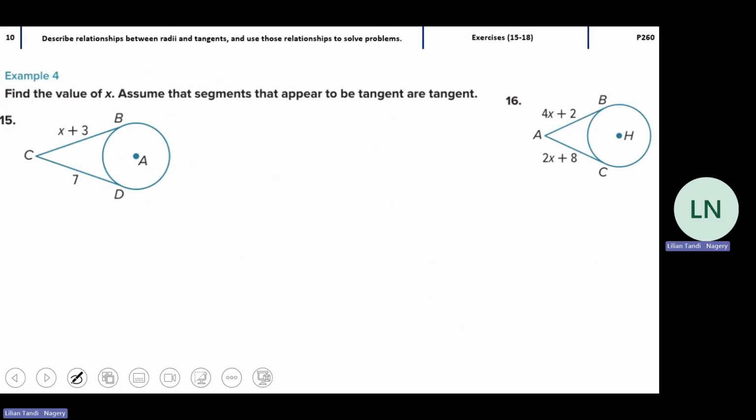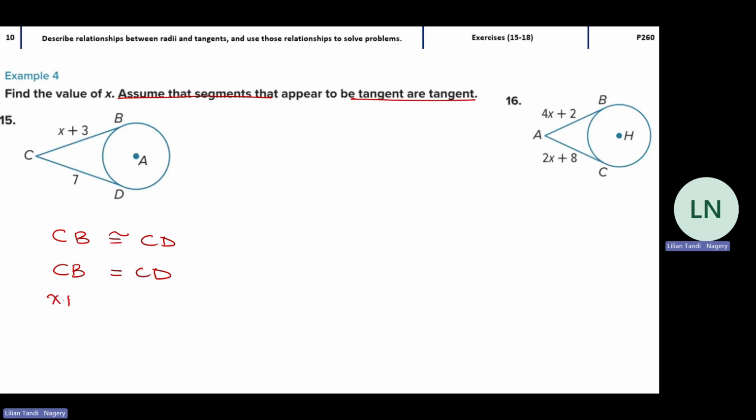All right. This has told you that these are tangents. They've told you to assume that the segments are tangents. Find the value of x. So you write CB is congruent to CD, which means CB is equal to CD. CB is x plus 3 and CD is 7. Subtract 3 on both sides. X is 4. Box your answer.